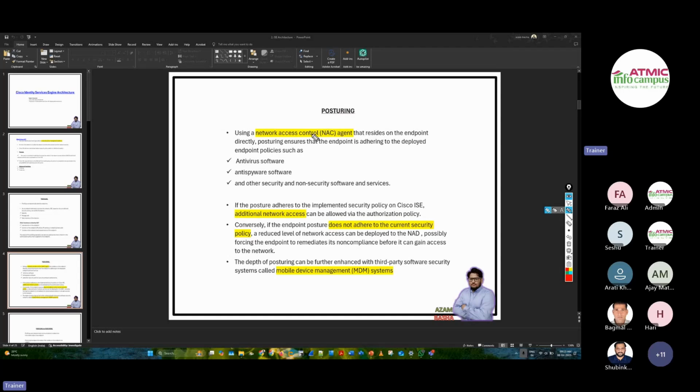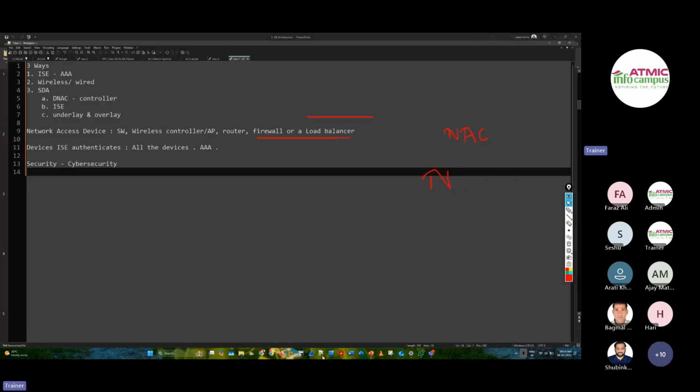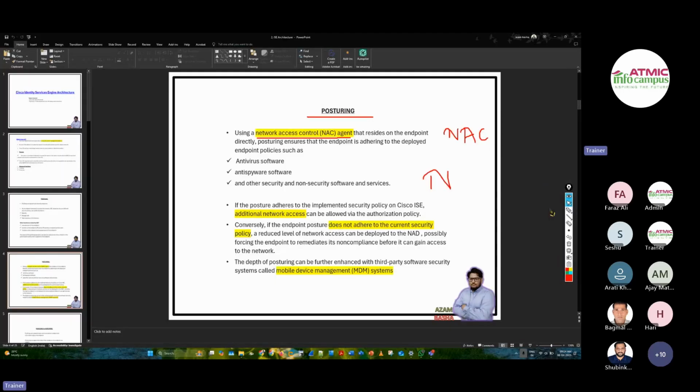Okay, now let's start with the posturing. So basically with profiling, what we did, we identified the device. Now with posturing, what we are doing, we are using a network access control NAC agent, right? So the network access control and the previously discussed network access device.